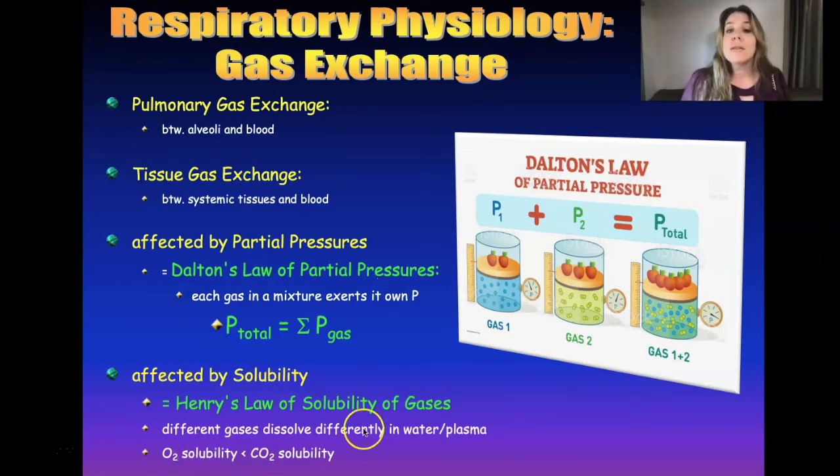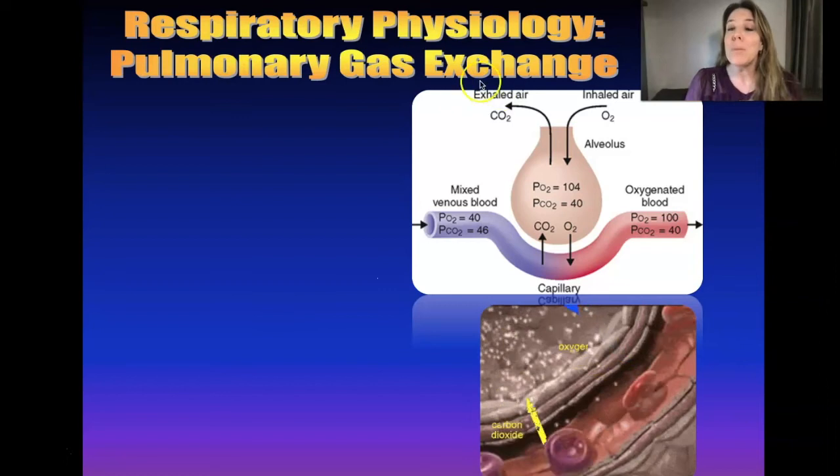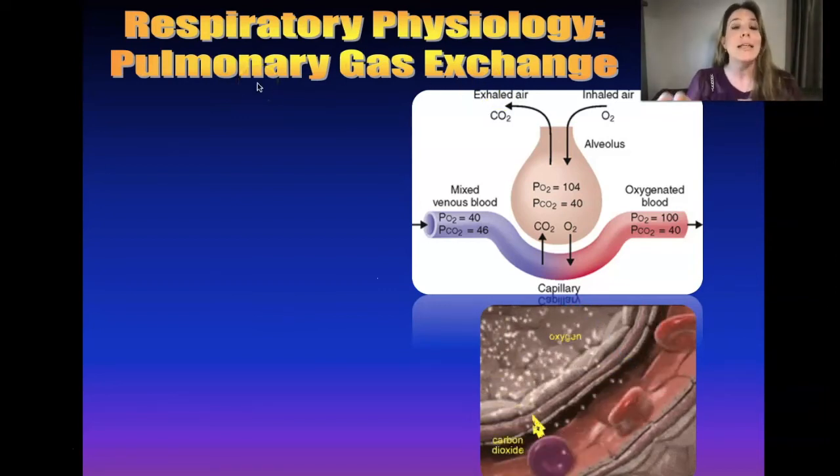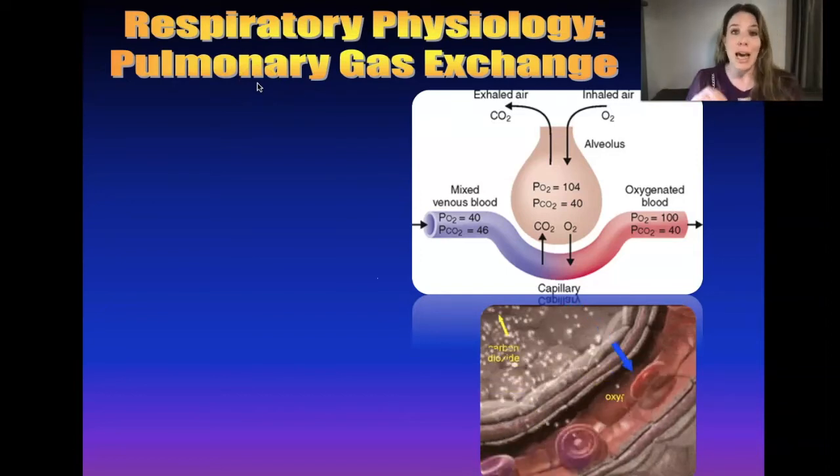So different gases dissolve differently in water, or in the case that we're talking about here, we're really talking about plasma of blood, which is mostly water. So rule of thumb here, just remember as we go on talking about this, that oxygen solubility is less than carbon dioxide solubility in plasma or in water. So we're first going to start with pulmonary gas exchange, which again is the exchange of oxygen and carbon dioxide between the alveoli of the lungs and the blood in the pulmonary capillaries.